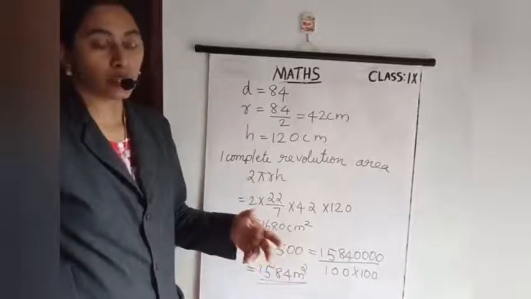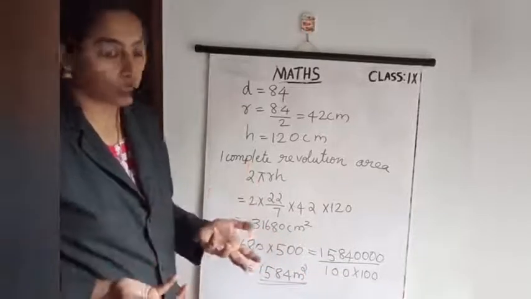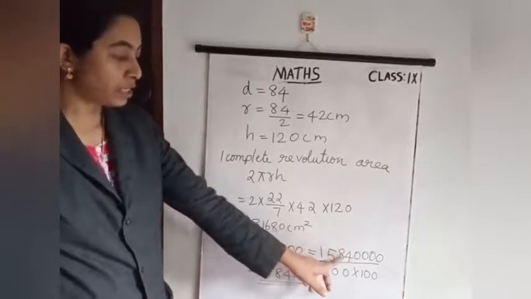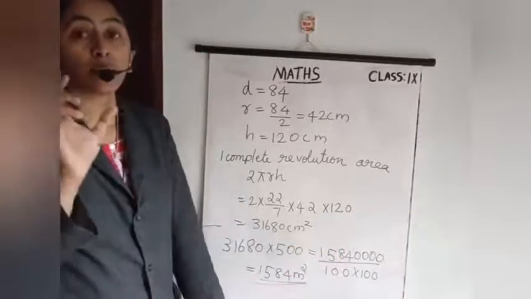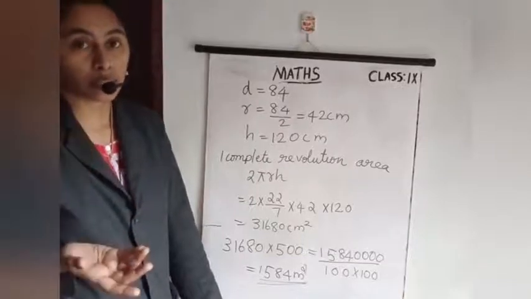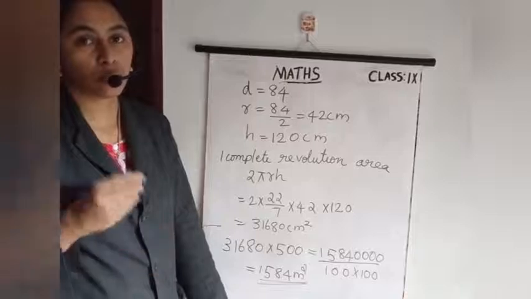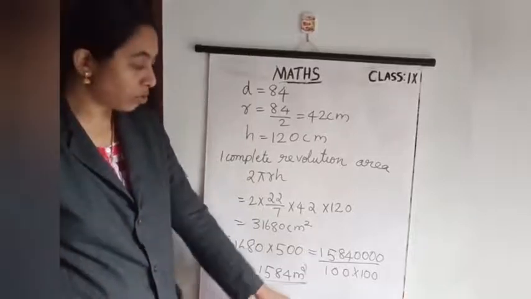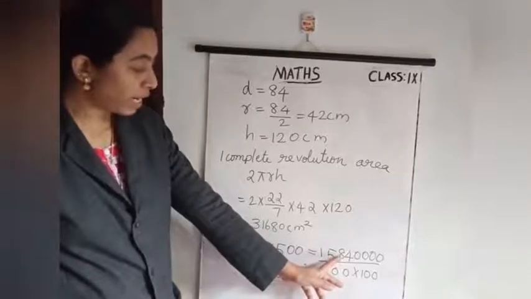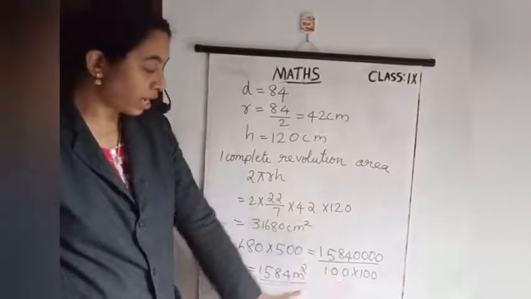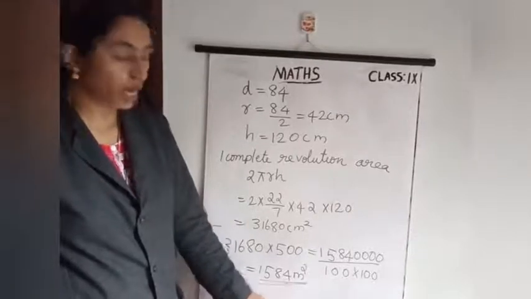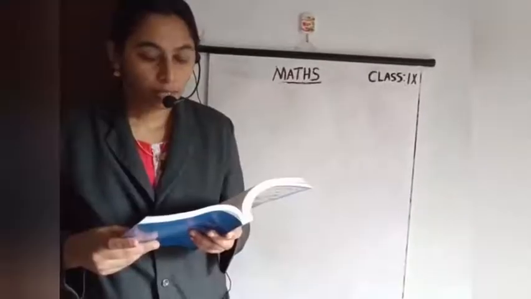Now it asks about 500 revolutions. So multiply this with 500, we get this much area in centimeter square. Here it is asking in meter square. So 1 meter square is equal to 100 into 100 centimeter square. So divide this area by 100 into 100, we get the total area of the ground, 1584 meter square.